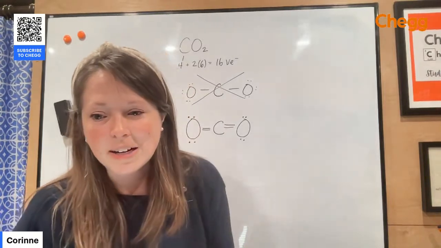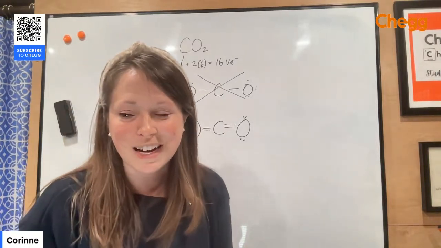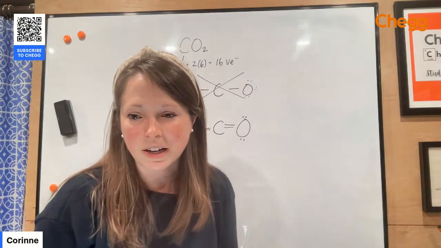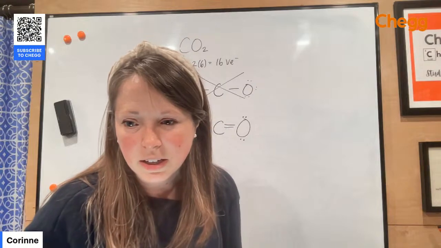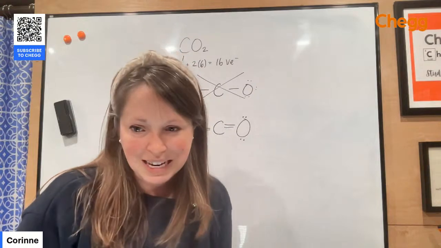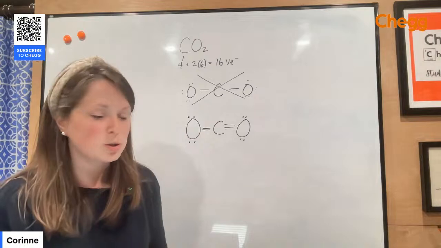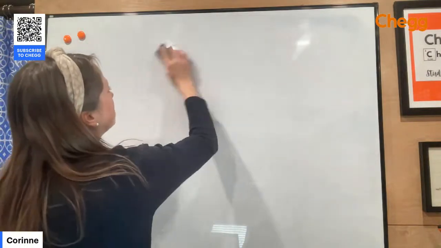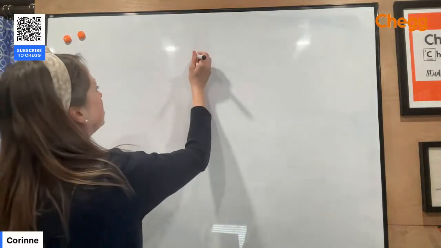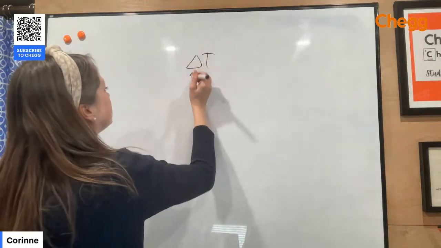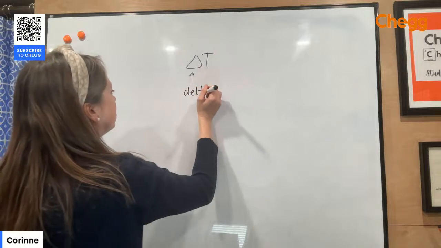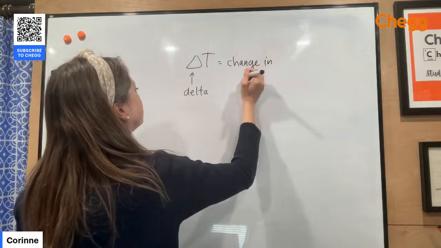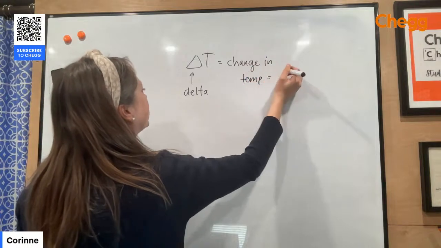That's awesome. All right, so going back to our previous question, delta T is going to be the change in temperature. So anytime you see the symbol delta in chemistry, delta represents the change. All right, so delta T, this is what I mean by delta is the change. So it's always going to be your final minus your initial.